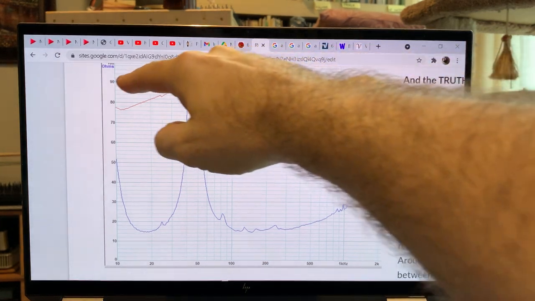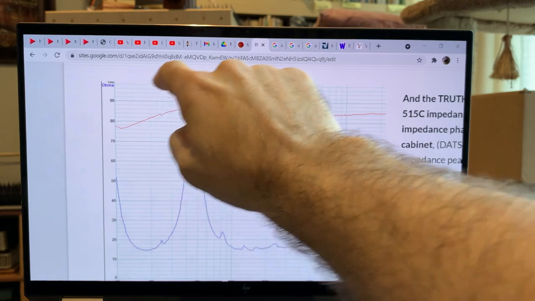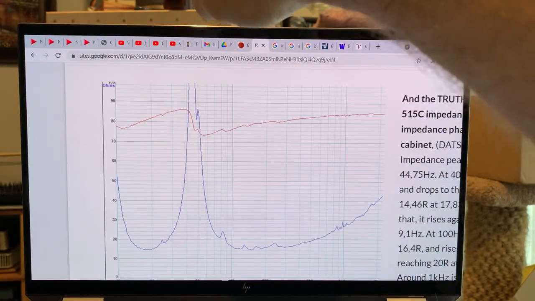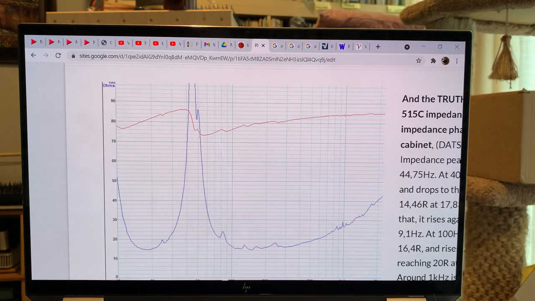And as you see here, we have 90 ohms, we have 100 ohms right there, and it starts climbing. I think it goes up to 140 ohms.